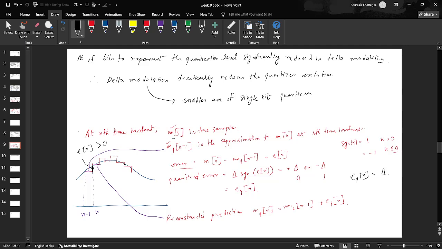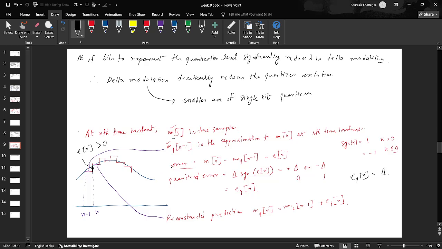In this way you can form a similar argument when the message signal is falling. You can see from here to here your approximation is higher than your ground truth value. In that case your error is going to be negative, so your quantized error is going to be minus delta. That signals that your reconstructed prediction mq[n] is going to be mq[n-1] minus delta. That means it would be lower than your previous approximation. So when it's rising, the quantized error is positive, when it's falling the quantized error is negative. That's how you track this original signal, and this is what we call the staircase approximation in the reconstruction of the original signal.